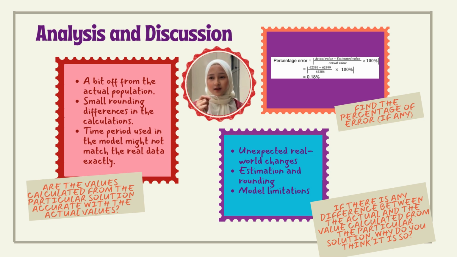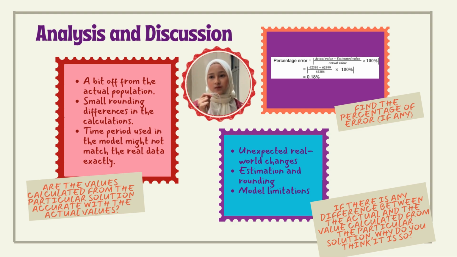Okay, so why is there a difference between the actual value and the estimated one? There are a few possible reasons. First, unexpected real-world changes. The model might not account for sudden events like natural disasters, economic shifts, migration spikes, or health crises like a pandemic, which can affect the population.